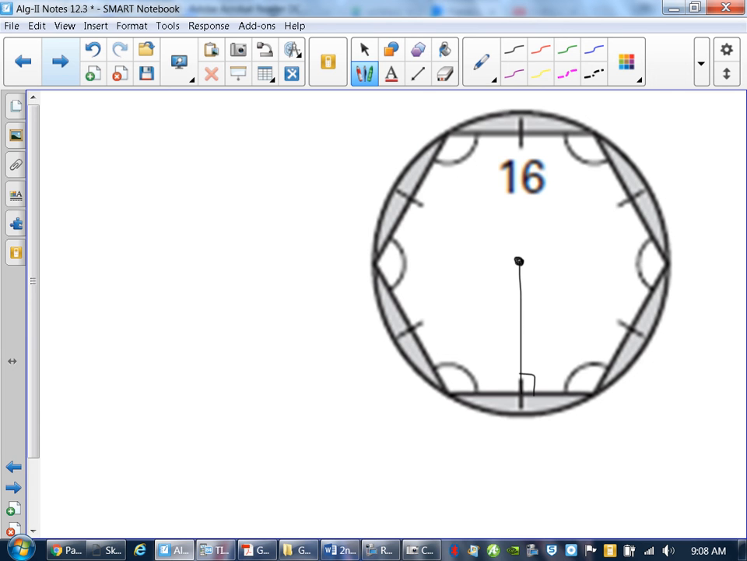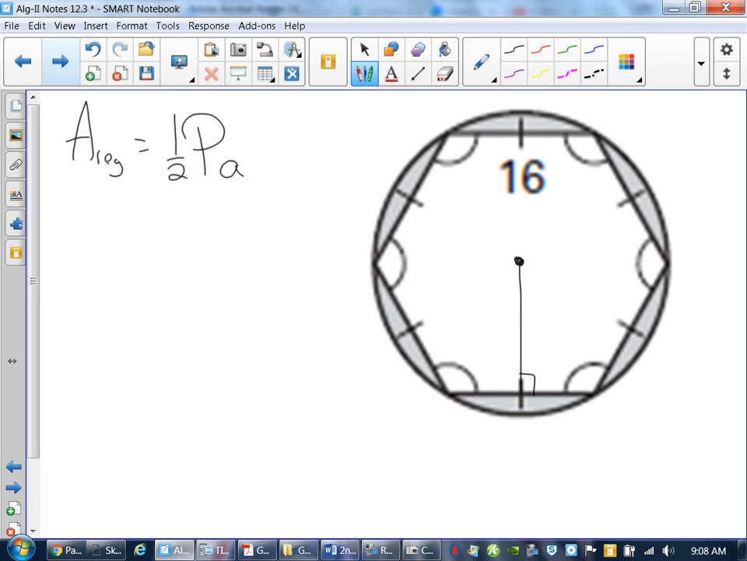Now, one thing to remind you guys of here is that when you're dealing with a regular polygon, the area of a regular polygon is 1/2 perimeter times apothem. Apothem, however you want to pronounce it. The apothem is the segment drawn from the center of the regular polygon to the side. It is always the perpendicular bisector of the side.